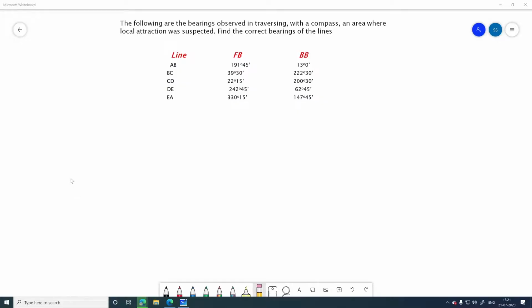Hello everyone. In the last class I discussed the effect of local attraction, and we determined the interior angles of the traverse and corrected them, right? But we have not corrected the bearings yesterday. That means in the last class we corrected the interior angles, but the bearings remained the same, and we did not solve that type of problem. But that is very much important.